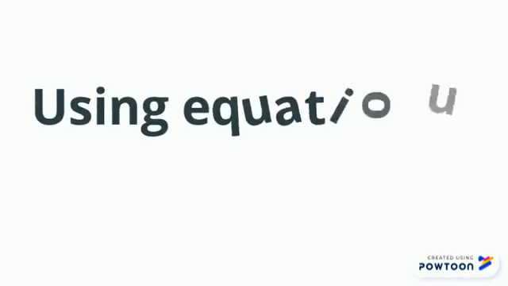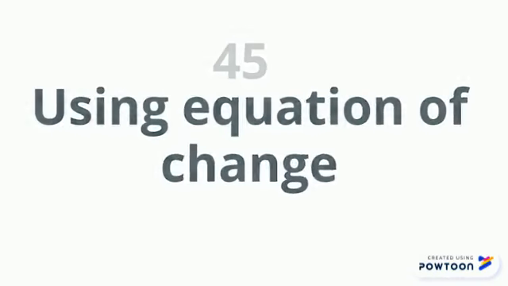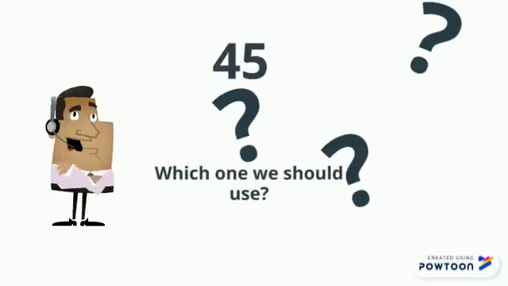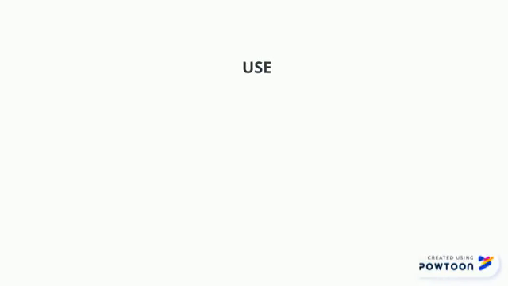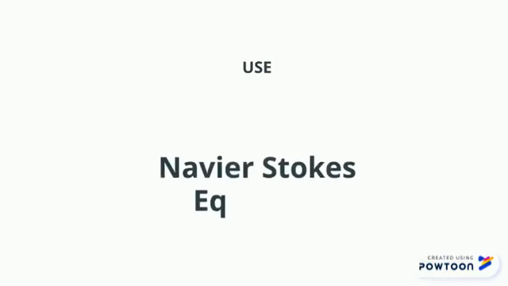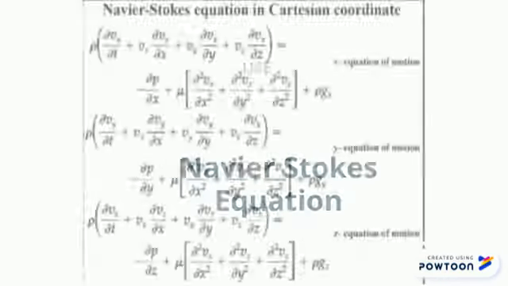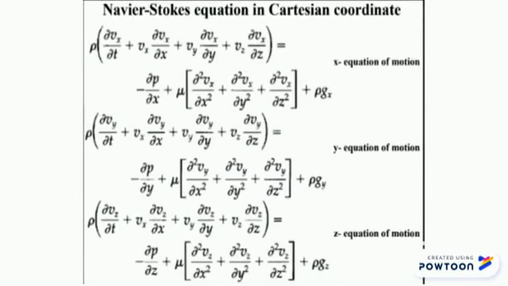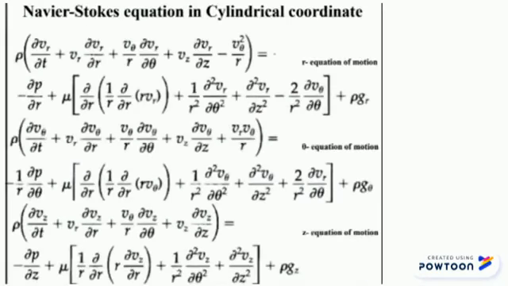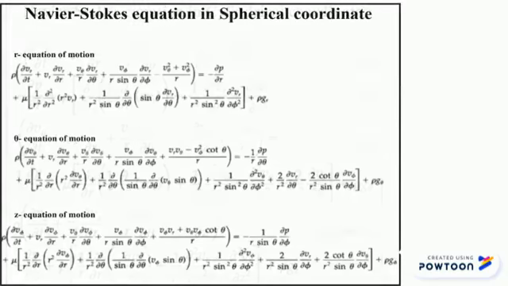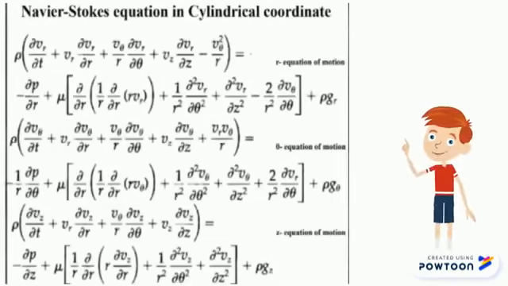Now we will use the equation of change. There are actually a total of 45 equations of change. So which one should we use? We have to use the Navier-Stokes equation. So this one is the Navier-Stokes equation for the Cartesian coordinate, this one for the cylindrical coordinate, and this one for the spherical coordinates. So for this question, we will be using the Navier-Stokes equation for the cylindrical coordinate.